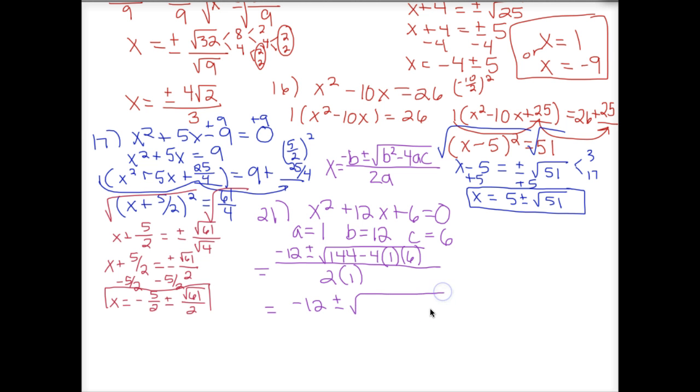We simplify these the same way every time. We do the 4AC first because order of operations says this multiplication goes first. So I've got 144 minus 4 times 1 times 6, which is 24. On the bottom, the multiplication gives me 2. Now I need to do what's inside the square root. 144 minus 24 gives me 120.